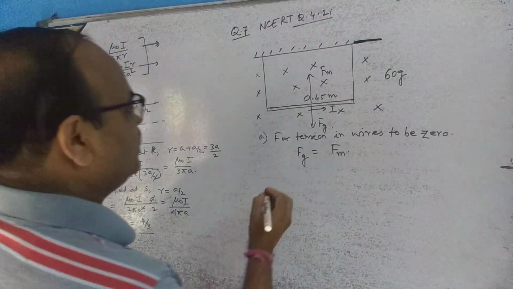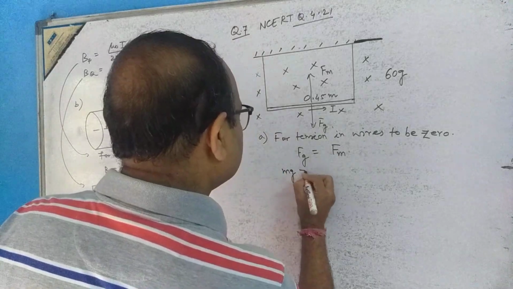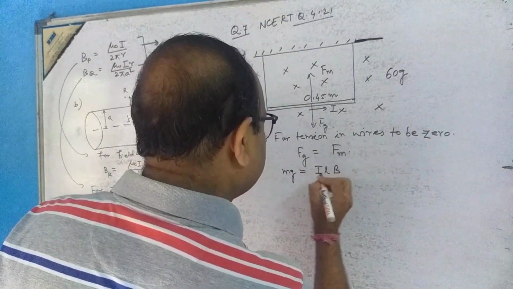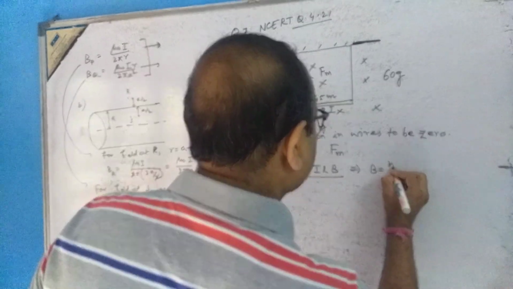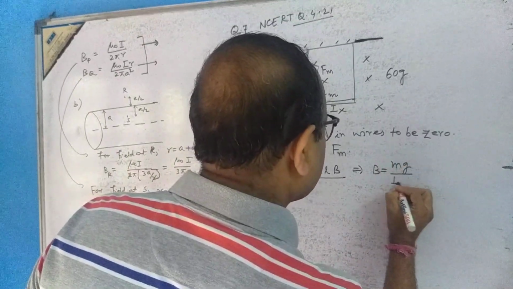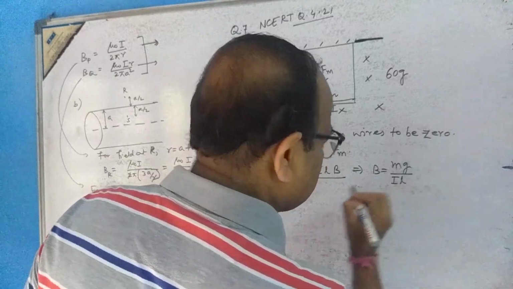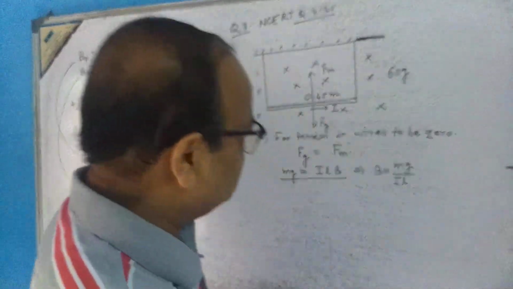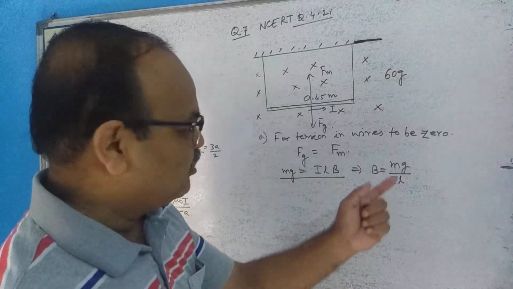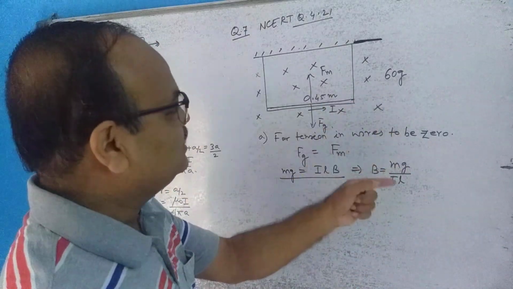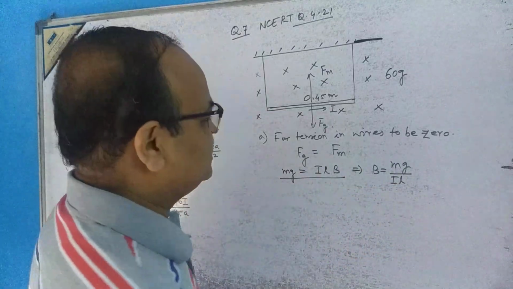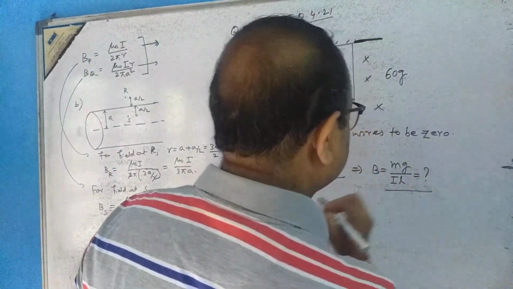In that case, obviously mg should be equal to ILB. So B is equal to mg by IL. I hope all of you have the book. You will see the value of g is 9.8. m is given as 60 gram, which has to be converted. And then I into L. I think you can find out its answer. No problem.